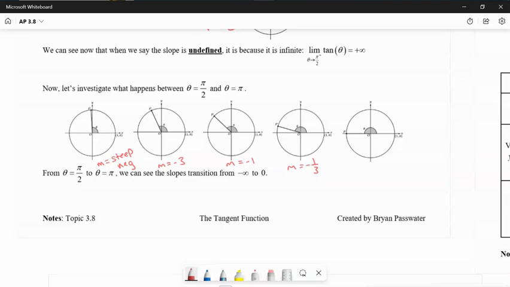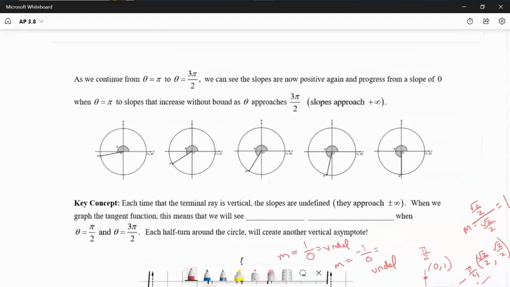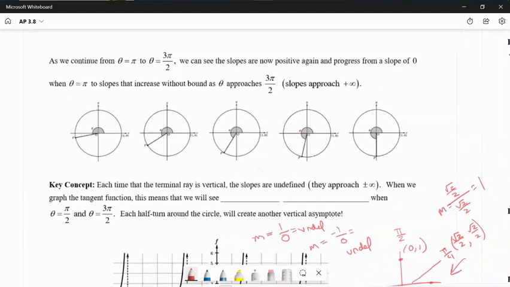I just feel like it would be kind of hard to connect what we're talking about without picturing the graph. Next page here then, they continue with, as we go from pi to 3 pi over 2 now, our slopes are positive again. We can see that we have a slope in a positive direction, and they progress from a slope of 0, and then it increases without bound as it approaches 3 pi over 2.